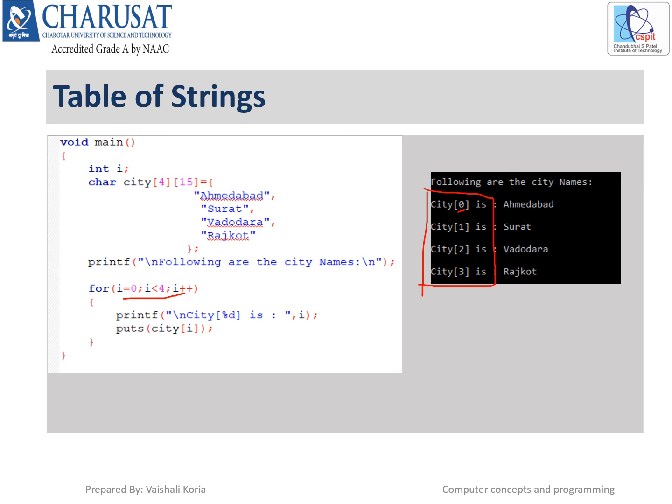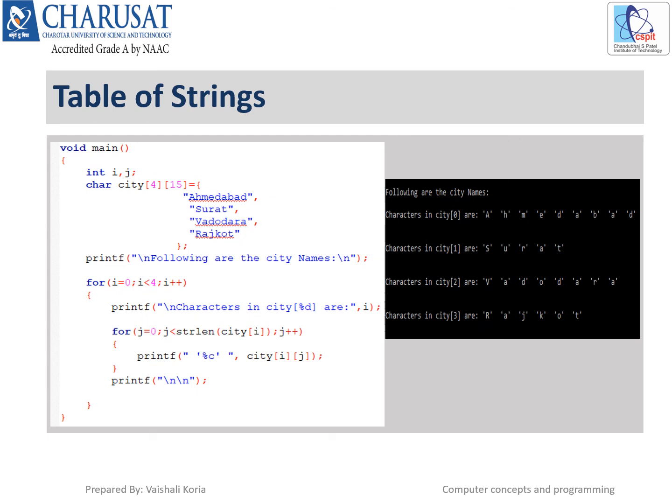When you print city[i], where i takes the value from 0 to 3, it will print the actual city name. city[0] would be Ahmedabad, city[1] is Surat, like this. So we have used the puts function to print the city names.